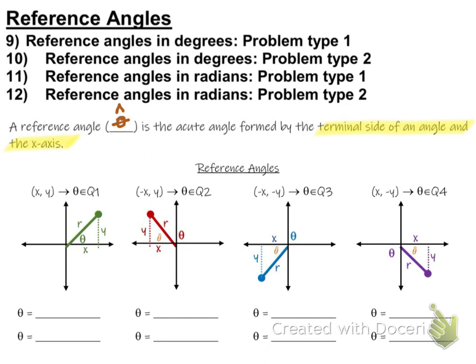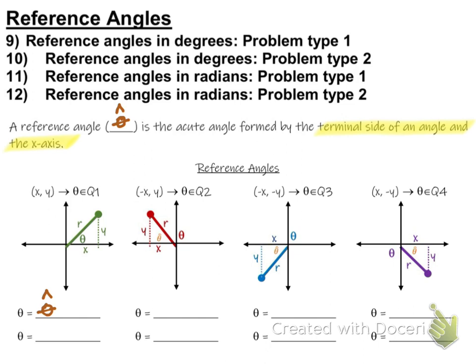If you look at the pictures below, you can see a reference angle in each of the four quadrants, right? In the first quadrant, we have theta in quadrant 1. And when theta is in quadrant 1, theta equals theta hat, because that is an acute angle formed by the terminal side of the angle and the axis.